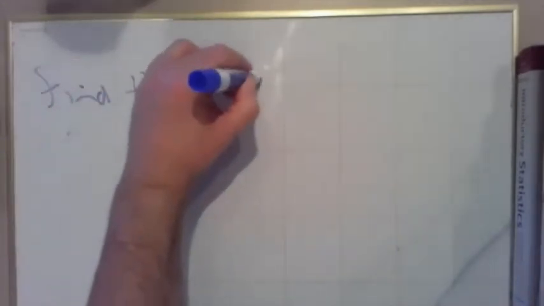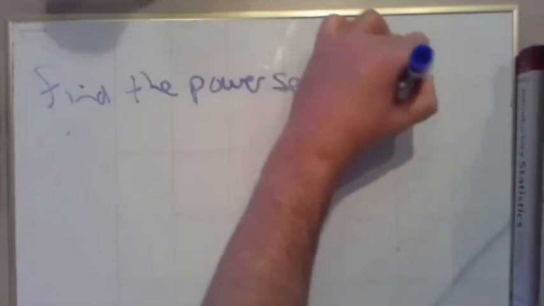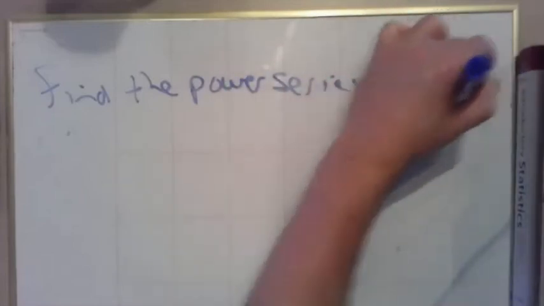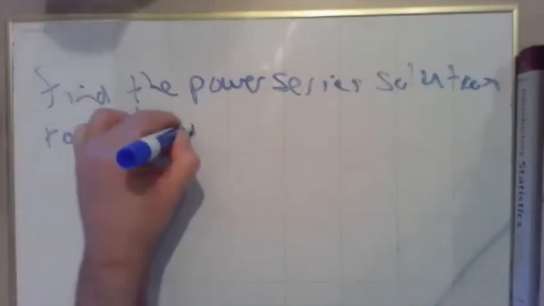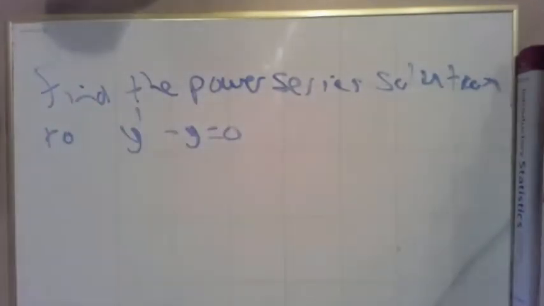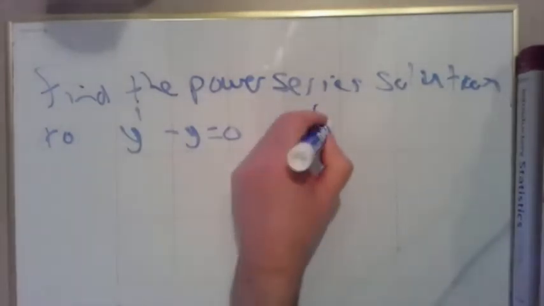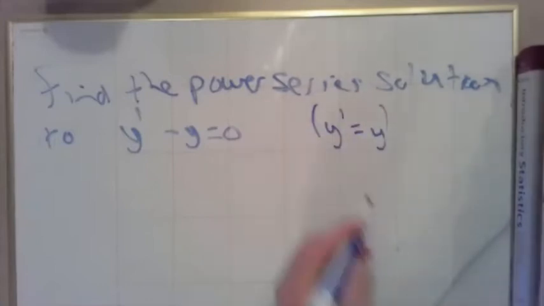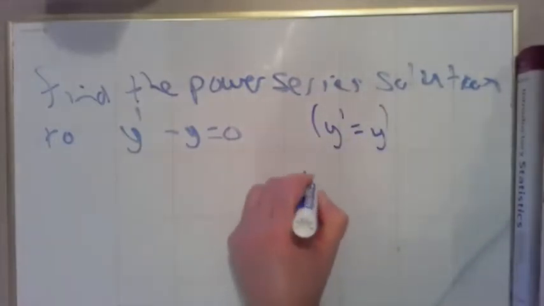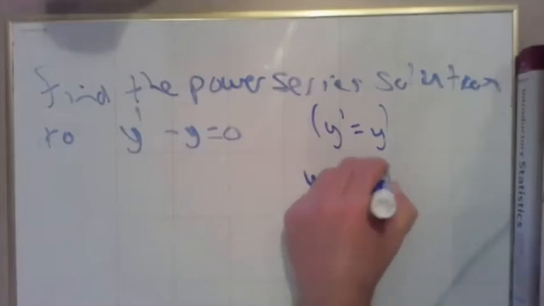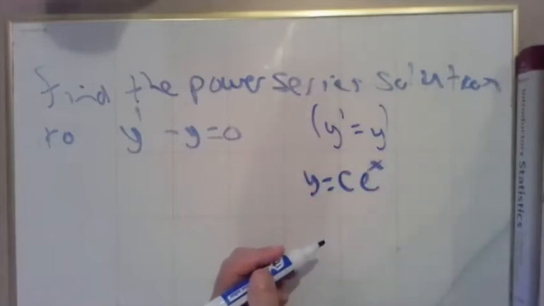Okay, so we're going to do the simplest example I can think of to start. Find the power series solution to y prime minus y equals 0. So we know what the answer is. This is y prime equals y, a function that is its own derivative. We know it's going to be y equals c e to the x. That's what our answer is going to be.